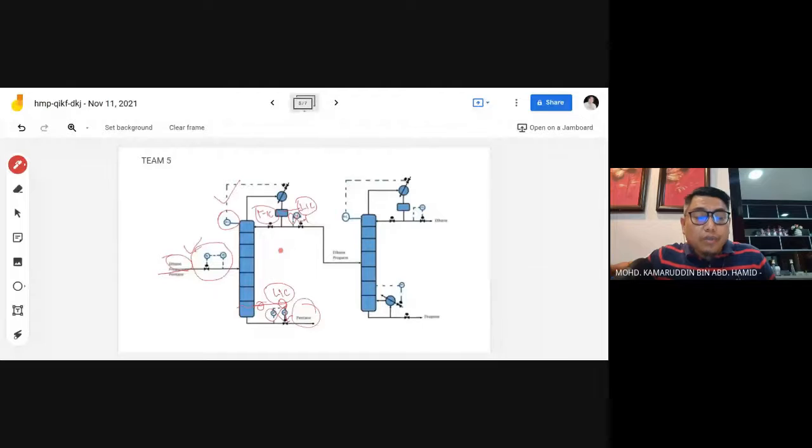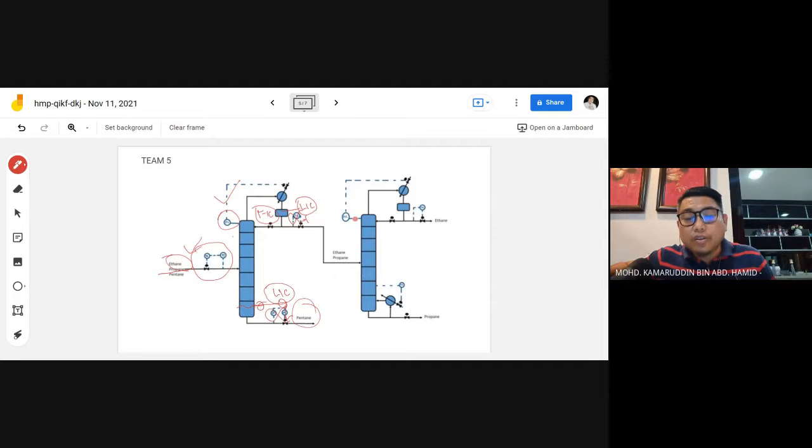Maintaining accumulation. Okay, kita dah tengok semalam that accumulation can be in three forms. A liquid, accumulation of liquid, control level; accumulation of vapor, control pressure; and accumulation of solid, you control the mass or the weight. Okay, mass. So this is for the condenser absorber.